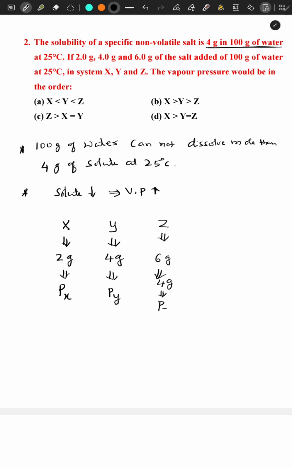So let us call the vapor pressure of Z as Pz. Now you recall this: solute less means vapor pressure is more. So since X amount is 2 gram, that is less, its vapor pressure Px is more. Now coming to Y and Z, the same amount is dissolved, 4 gram, 4 gram. That's why the vapor pressure of Y and Z will be equal. So X is greater than Y, which is equal to Z. So this is the correct answer. So option number 4 is correct. For the second question, option 4 is correct.